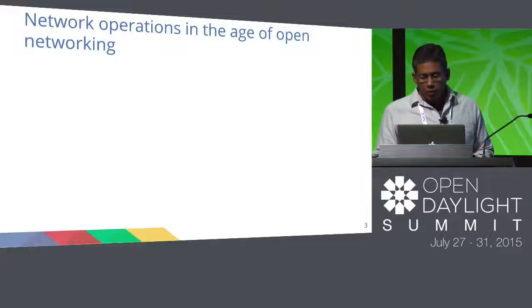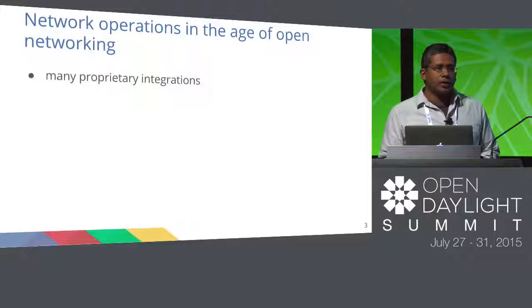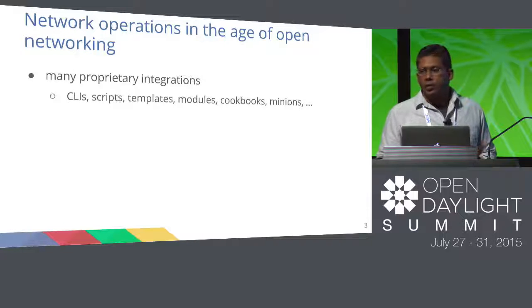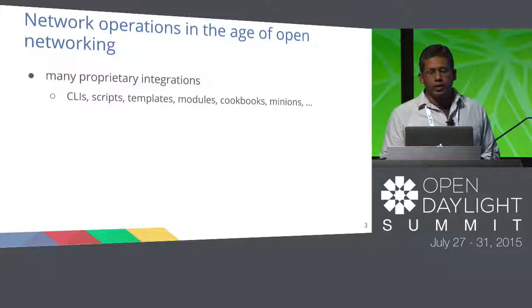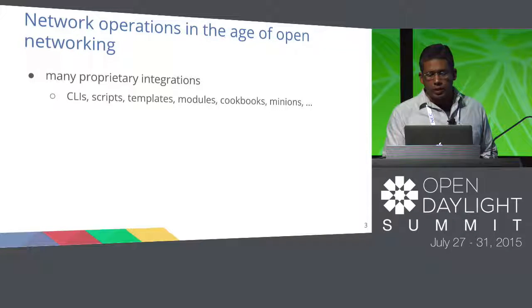In the era of open networking now, what does network operations look like in this brave new world? Unfortunately, we're still stuck with lots and lots of proprietary integration. From a management perspective, openness seems to have passed us by. Whether it's through CLIs, scripting, templating systems, or your favorite automation system, whether it's Puppet modules, Chef cookbooks, or Ansible minions, those have all helped us with automating our operations, but it hasn't gotten us away from all the proprietary integration that we need to do.